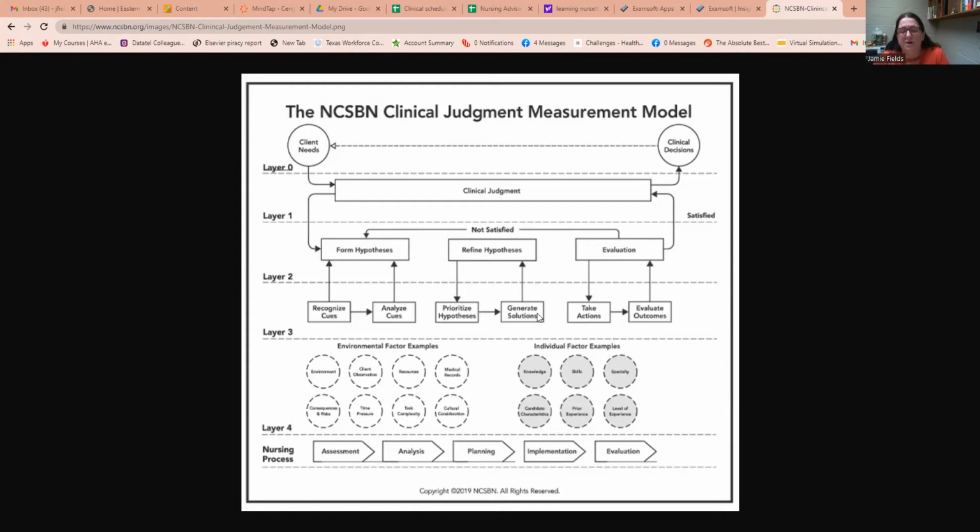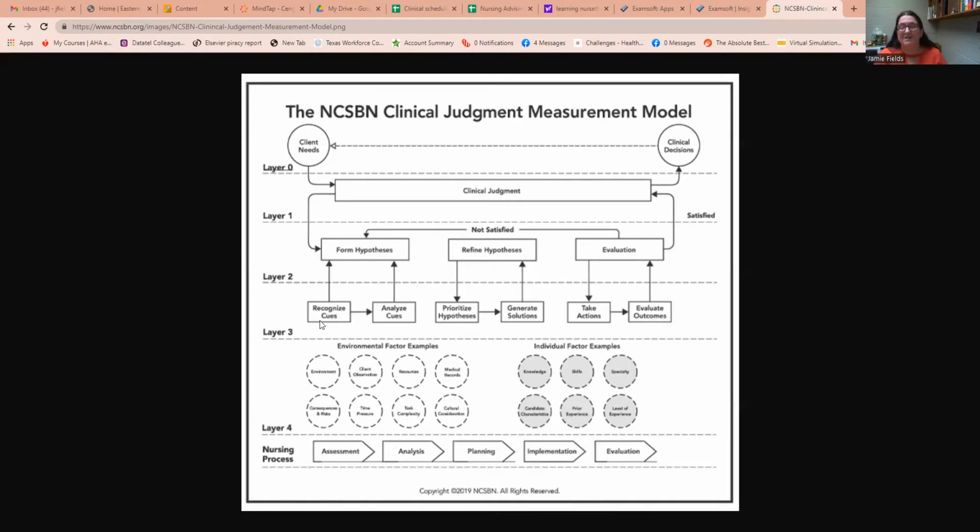And the clinical judgment model doesn't necessarily replace the nursing process, but this is about how we use the nursing process. When we talk about assessment, layer 3 right here, the first thing we want to measure with the clinical judgment model is recognizing cues. Okay. Do you, as the nurse, recognize things that indicate a particular problem? Do you recognize first that something might be wrong?